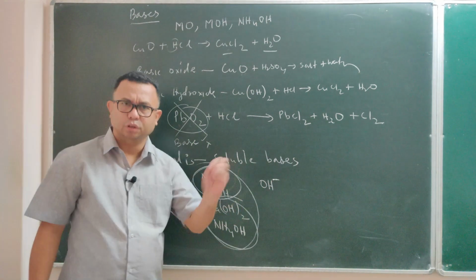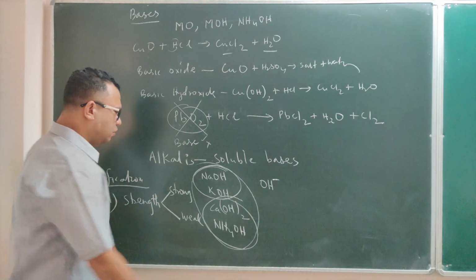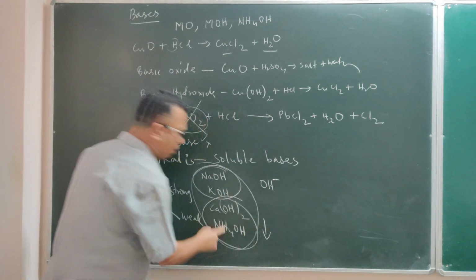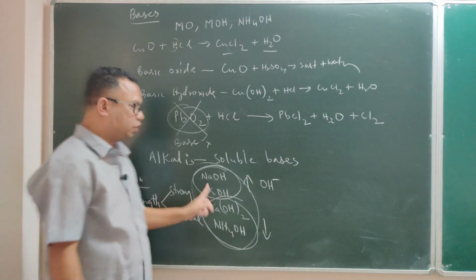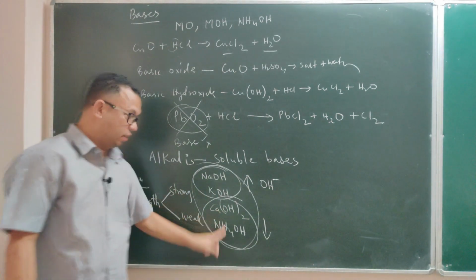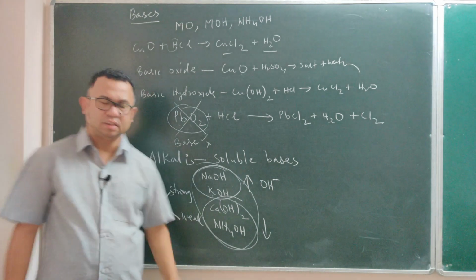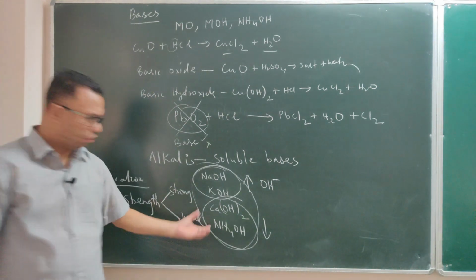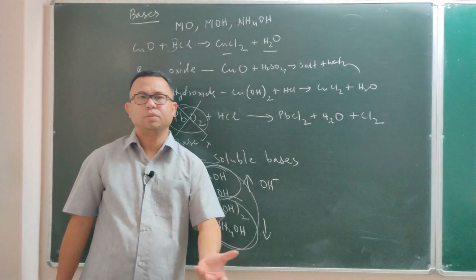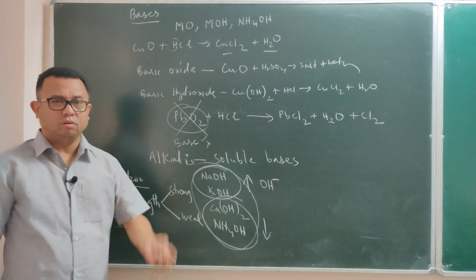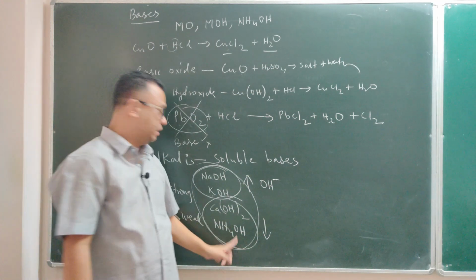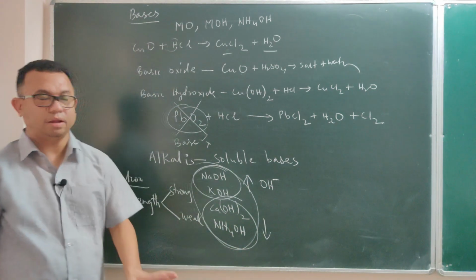Whereas these two, when dissolved in water, produce very less, so less number of hydroxyl ion. These two produce plenty of hydroxyl ion, that is why they are strong bases or strong alkalis. Whereas these two are considered as weak alkalis because they produce very less hydroxyl. Yes, they will also produce hydroxyl ion, that is why they are bases or alkalis. But the amount of hydroxyl ion which they produce is very less, that is why they are considered as weak.